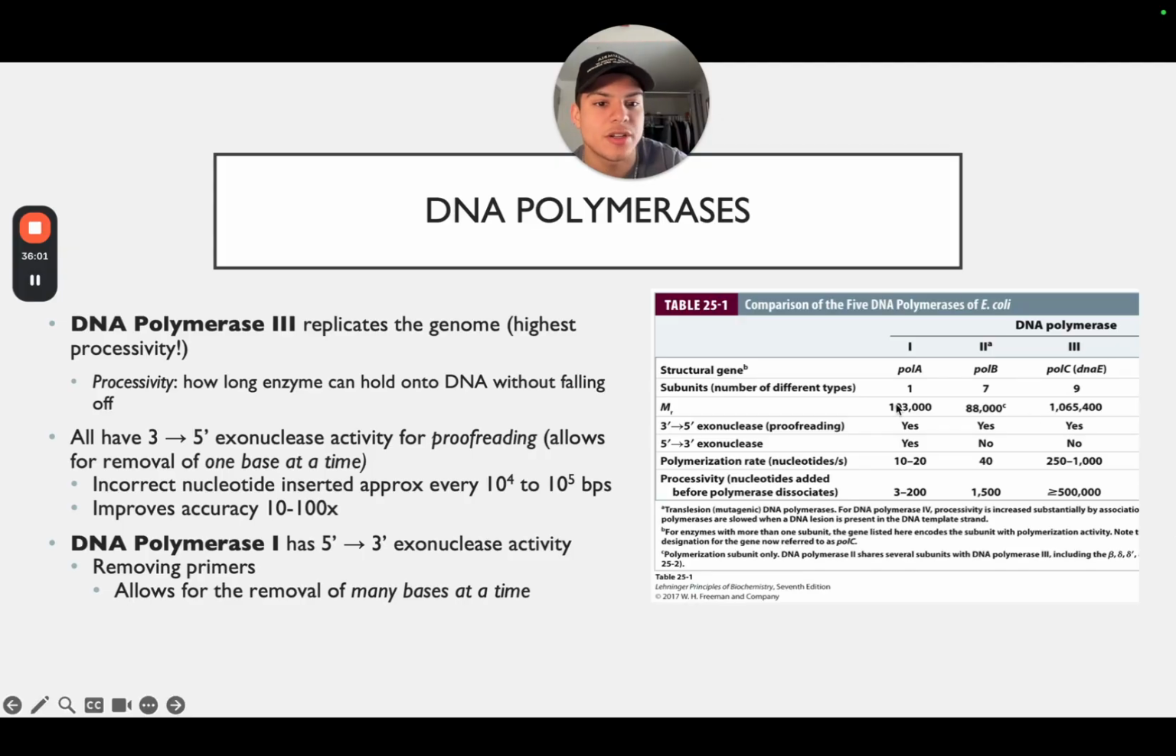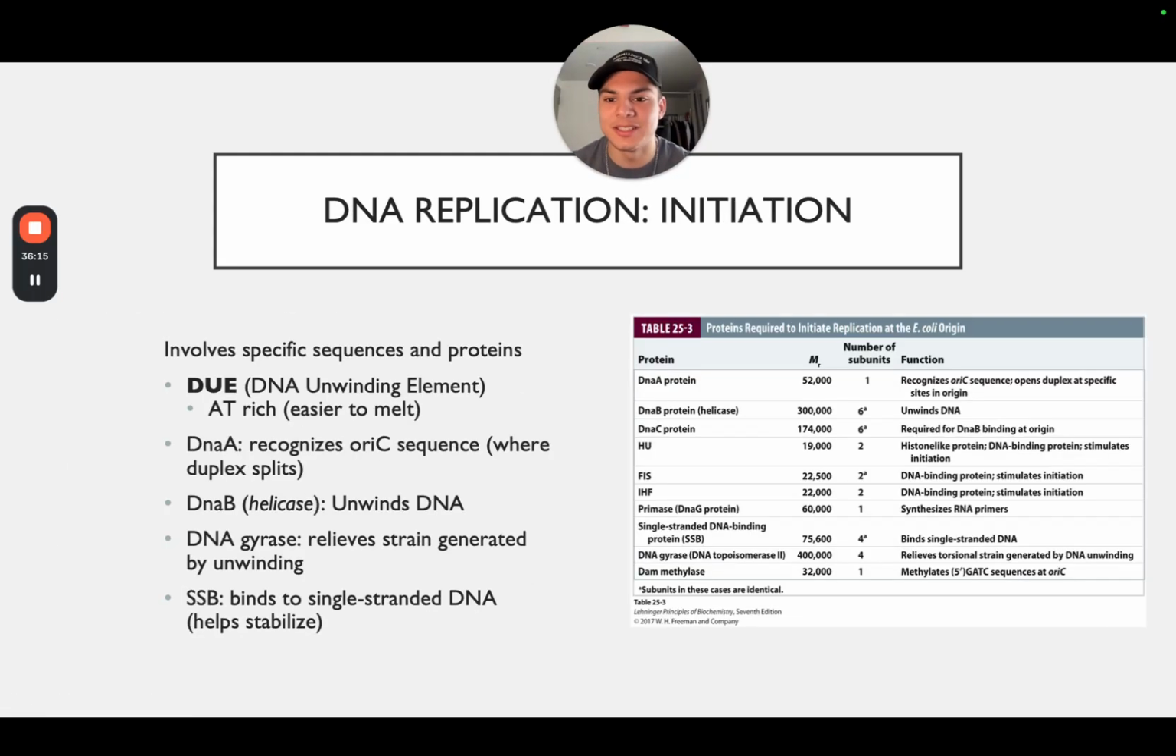And then also I want you to note on this table the processivity, right? DNA polymerase 1 goes for about 3 to 200 nucleotides. DNA polymerase 3 goes over 500,000 nucleotides, so something to note as well.